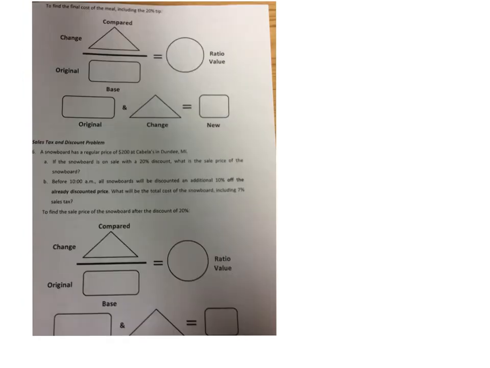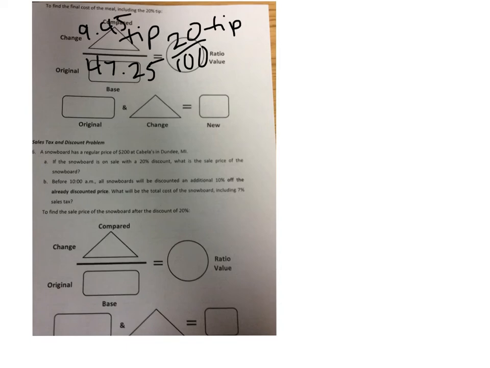All right, now it says to find the total cost of the meal, including the 20% tip. So we're going to have 20 over 100, and that's your tip. So over here is going to be your tip amount. And do you remember what your bill was? The bill including tax was $47.25. So that's now your bill that you have to tip on. So you're going to multiply across, 20 times 47.25, divide by 100, and you're going to get a $9.45 tip. So on your bill of $47.25, you're going to pay $9.45 in your tip.